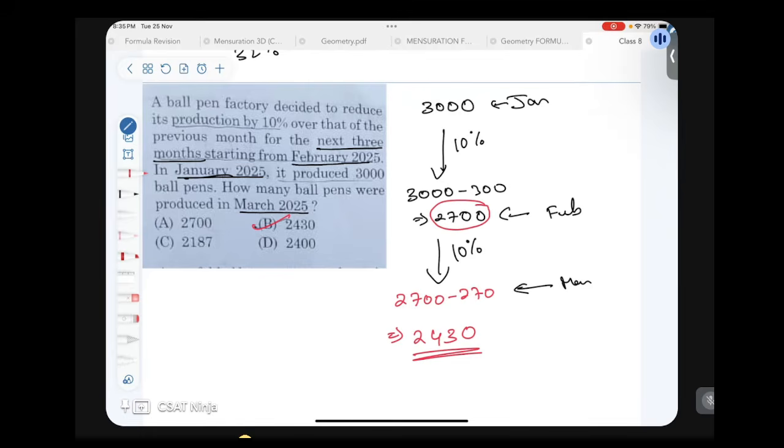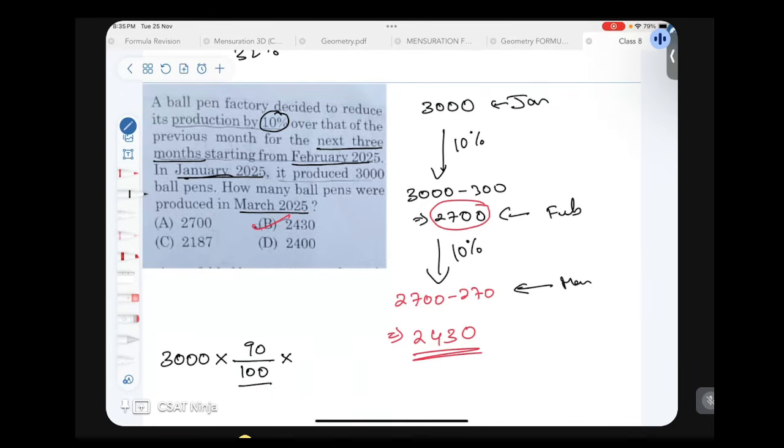But remember, this is a little bit lengthy. I'll give you a shortcut approach. There was a production of 3,000. Earlier you were producing 100%, but there is a reduction of 10%. From 100, if I reduce 10%, it will be 90%, right?